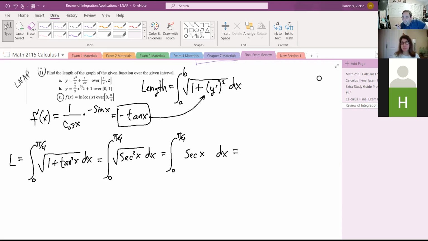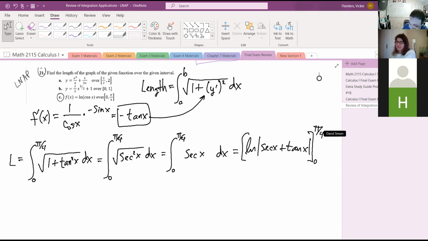Anybody know this antiderivative? If I start off with natural log... Yeah, it is ln of the absolute value of secant plus tangent. Oh yeah, that's the one. That's right. 0 to pi over 4.